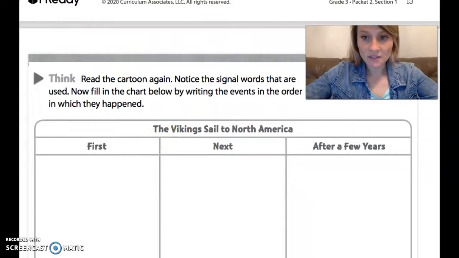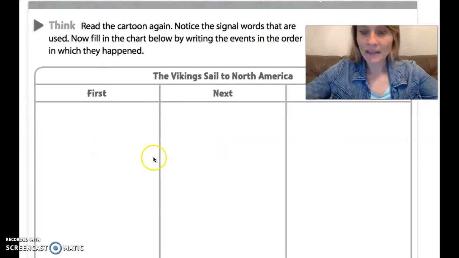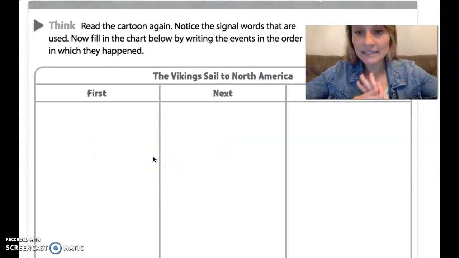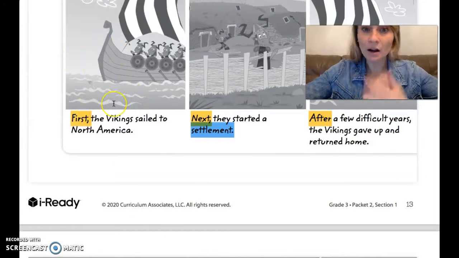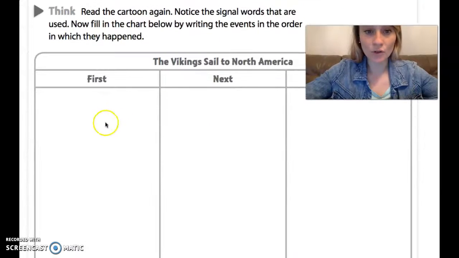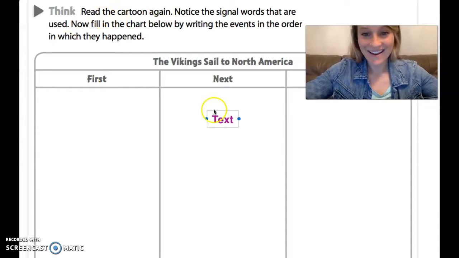So first, what happened first? What did we see that happened first for these Vikings? You're going to write it down here. So if you don't remember, go back. Okay, they sailed to North America. So we can add this right here. First, I'll get my text box. I can type it right in there.